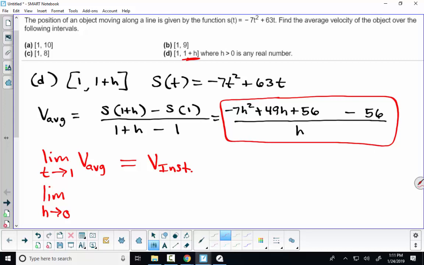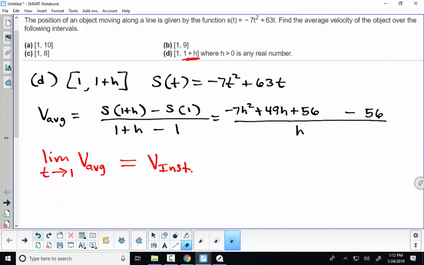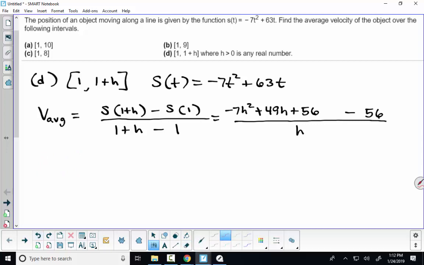Okay. Let me get rid of this stuff here. So in effect, our calculation here is a difference quotient. It's the same thing as the average rate of change. It's the same thing as the slope of the secant line, and so forth. Okay, so what do we have? Negative 7h squared plus 49h all over h.